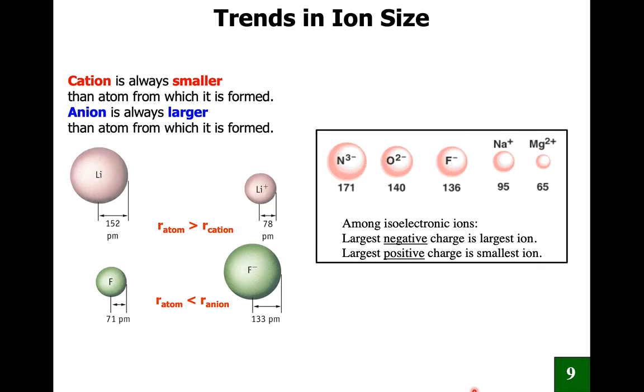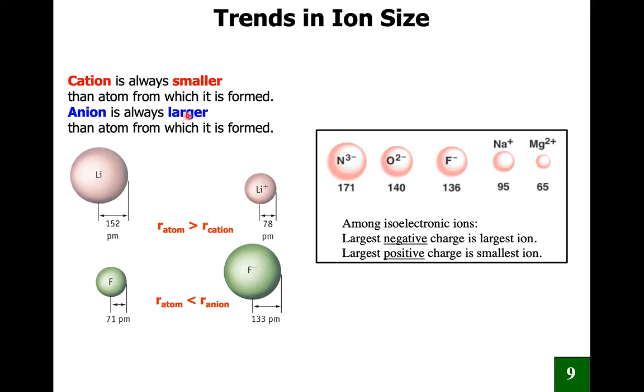All right, let's talk a little bit about trends in ion size. And these two statements up here are always true. A cation is always smaller than the atom from which it was formed. So like with lithium, we remove an electron, because the electron that comes away is always the outermost electron, so it always shrinks.